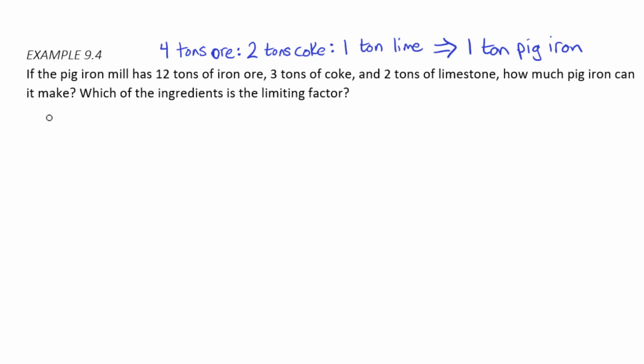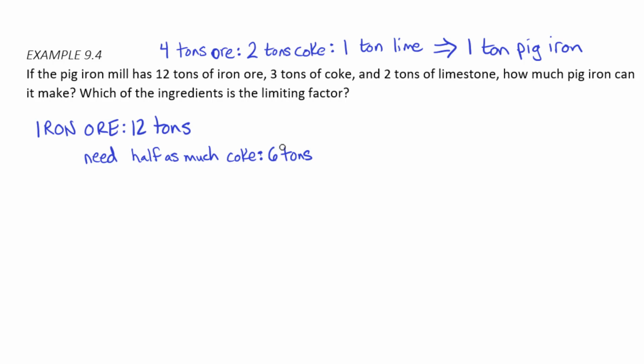A good way to solve this problem is to examine each of the ingredients in turn and to figure out how much of the others you would need to use up all of that ingredient. So let's start with the iron ore first. We have iron ore of 12 tons. With 4 tons of ore, we need 2 tons of coke to process. So that means we need half as much of the amount of iron ore in coke in order to process the iron ore. So to process 12 tons, we need half as much coke, which is 6 tons.